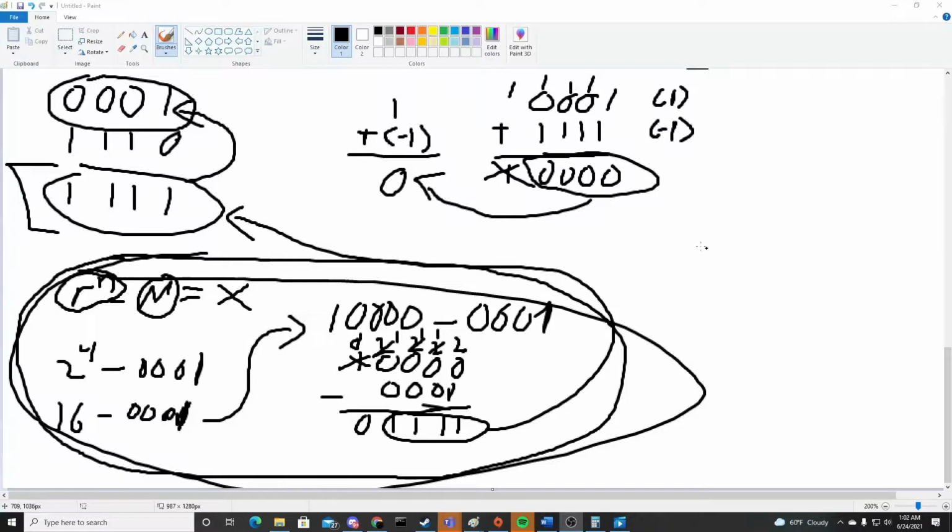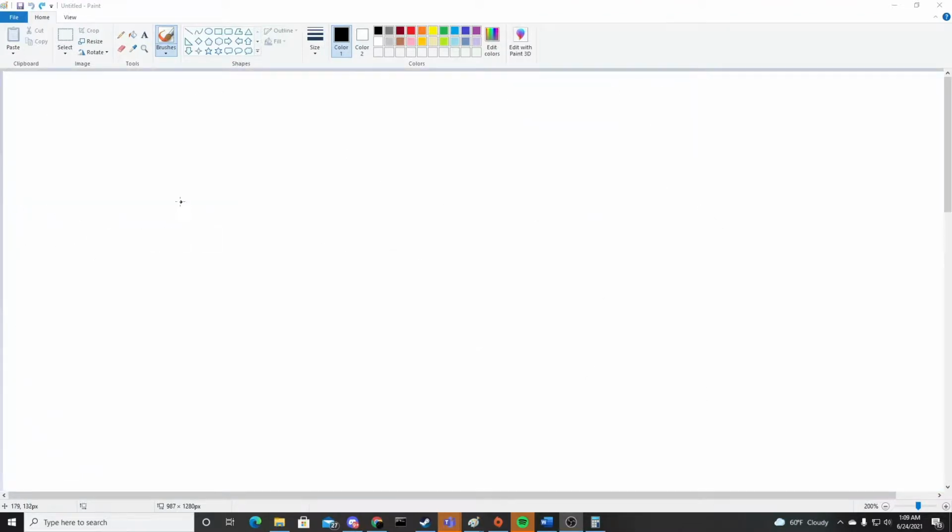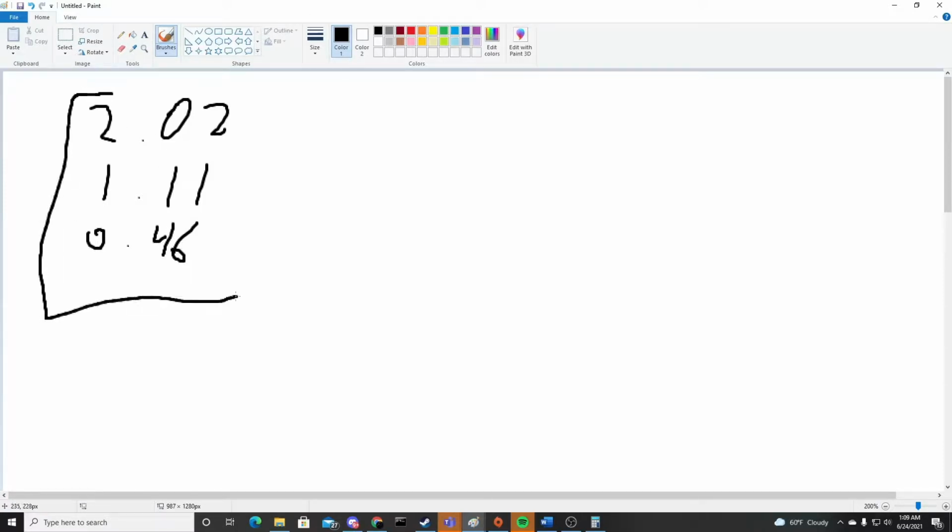So the last thing I want to talk about in this video is how floating point numbers are represented in binary. When we think of floating point numbers, we usually think of things like 2, .02, 1.11, 0, I don't know, 46. And so these are all examples of floating point numbers.